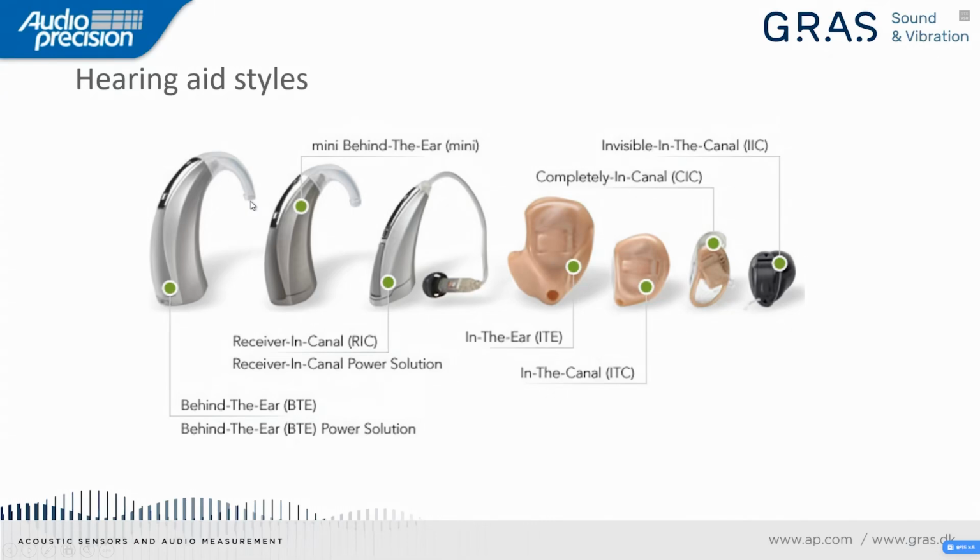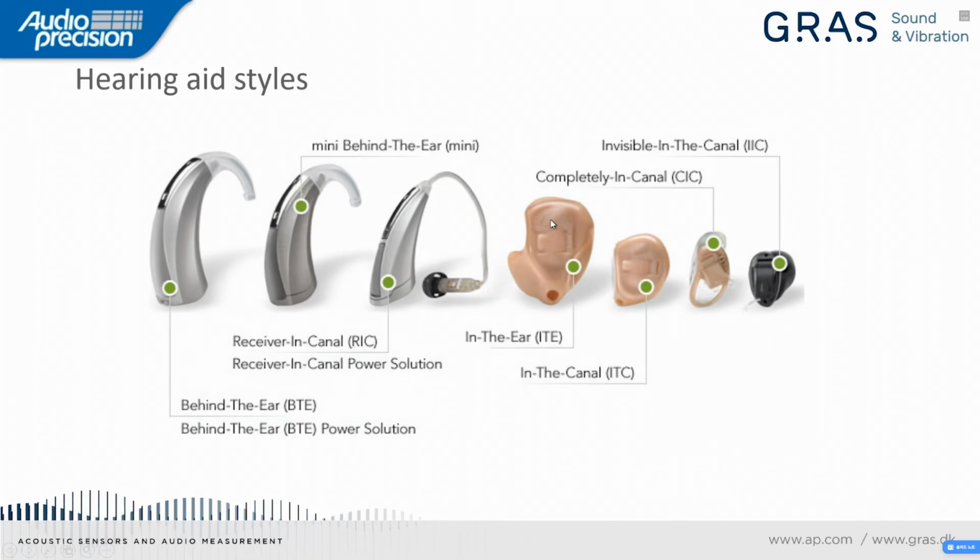Next over, we have one that's similar, but called a receiver in the canal. This one doesn't have the speaker, or receiver, inside the body. The receiver fits inside the ear canal, and the signal is transmitted via wires from the power amplifier in the device to the speaker inside the ear. Next over, we have the in the ear. This is somewhat like an in-ear monitor that musicians use. In this case, you have the microphones on the outside and the sound conduction on the inside.